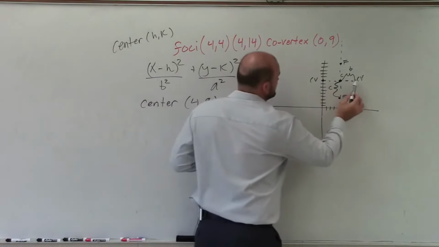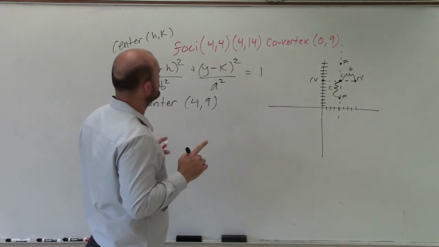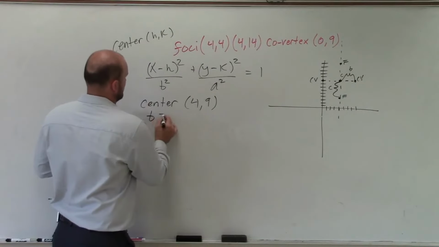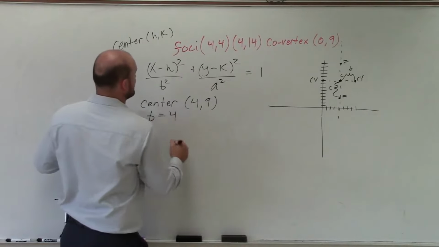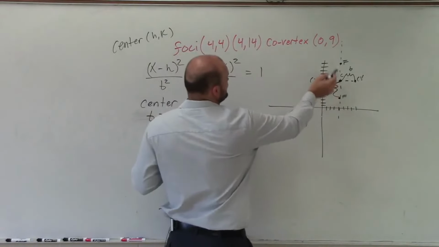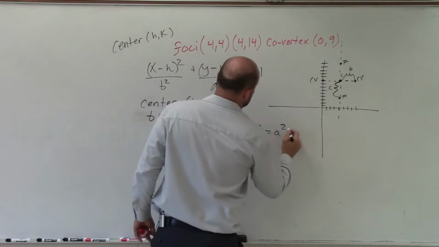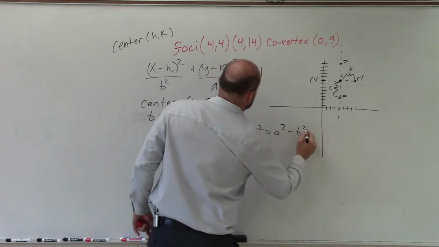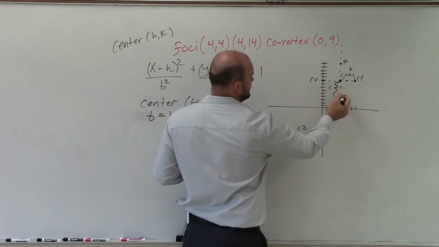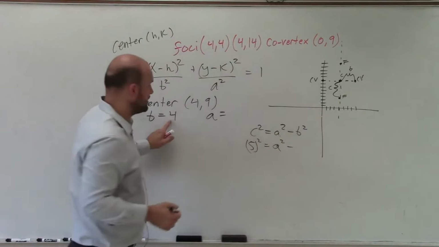The value of b, the distance from the center to one of my covertexes, is going to be 4. So I can say b is equal to 4, and a is going to be equal to the distance from my center to my vertex, which I don't have. However, there is a relationship of a, b, and c. So we have c squared is equal to a squared minus b squared. So c, which we know is the distance from the center to the foci, is 1, 2, 3, 4, 5. So I have 5 squared is equal to a squared, which we're trying to figure out, minus b squared, which would be 4 squared.